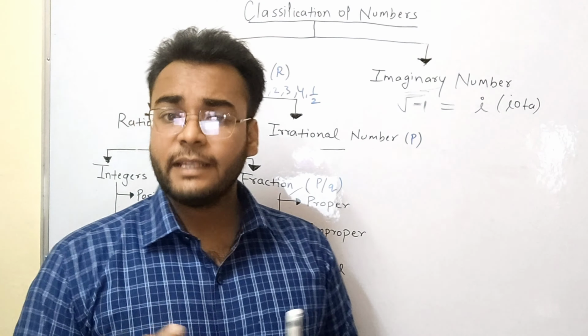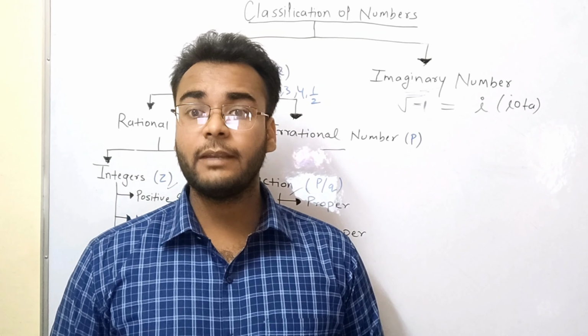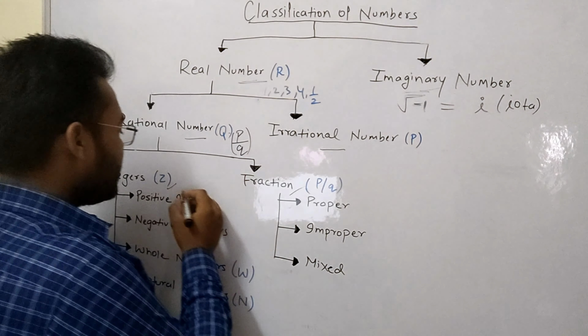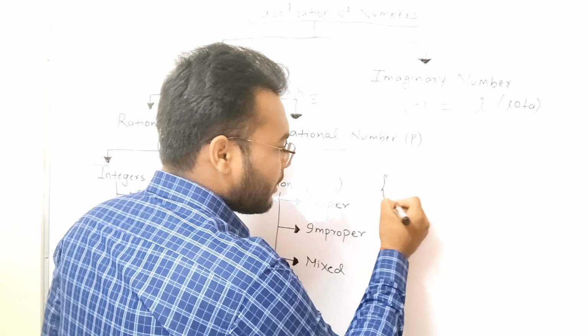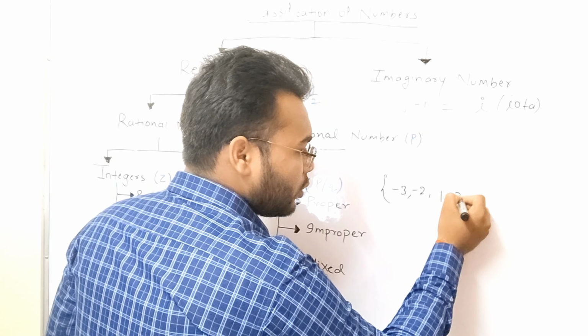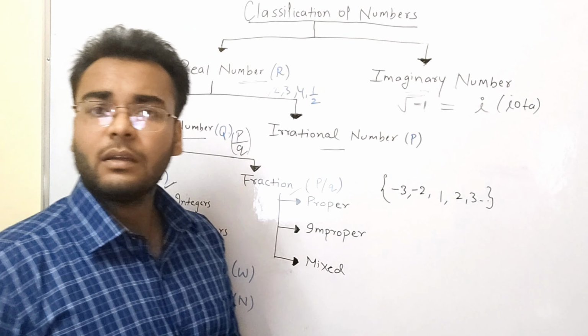What is integer? Integers are defined as the set of all whole numbers with a negative set of natural numbers. The integer set is defined by the symbol Z. We can see -3, -2, 1, 2, 3 and so on. These all are integers.